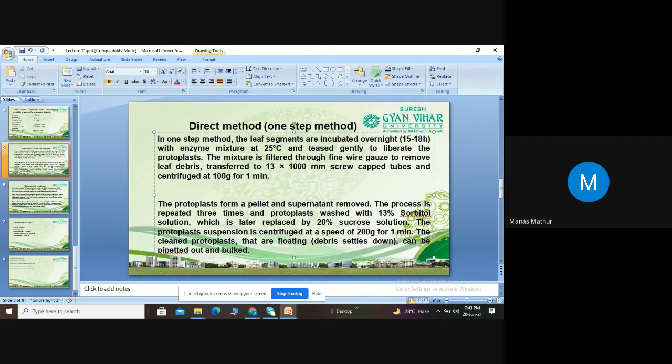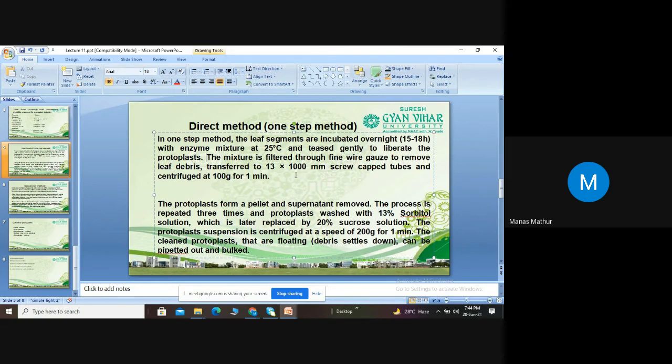We are aspirating protoplast in a single step. How? Take the leaf segment, incubate it, add the enzyme mixture, a single enzyme, at a particular time and a particular temperature. Then we allow the mixture to filter through the fine wire gauze. As a result, they will remove the leaf debris.